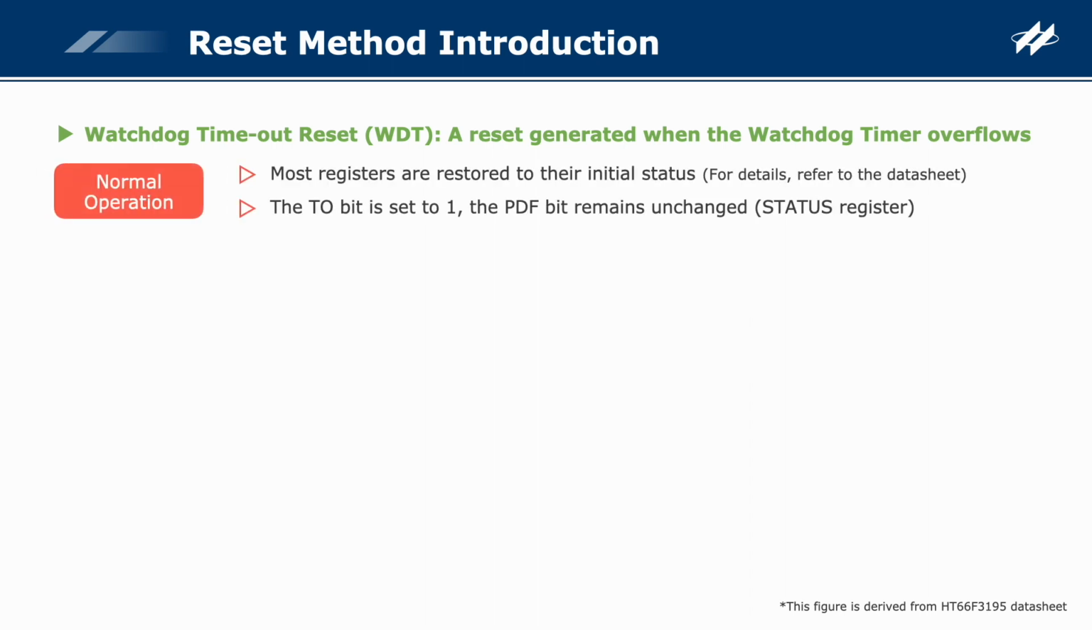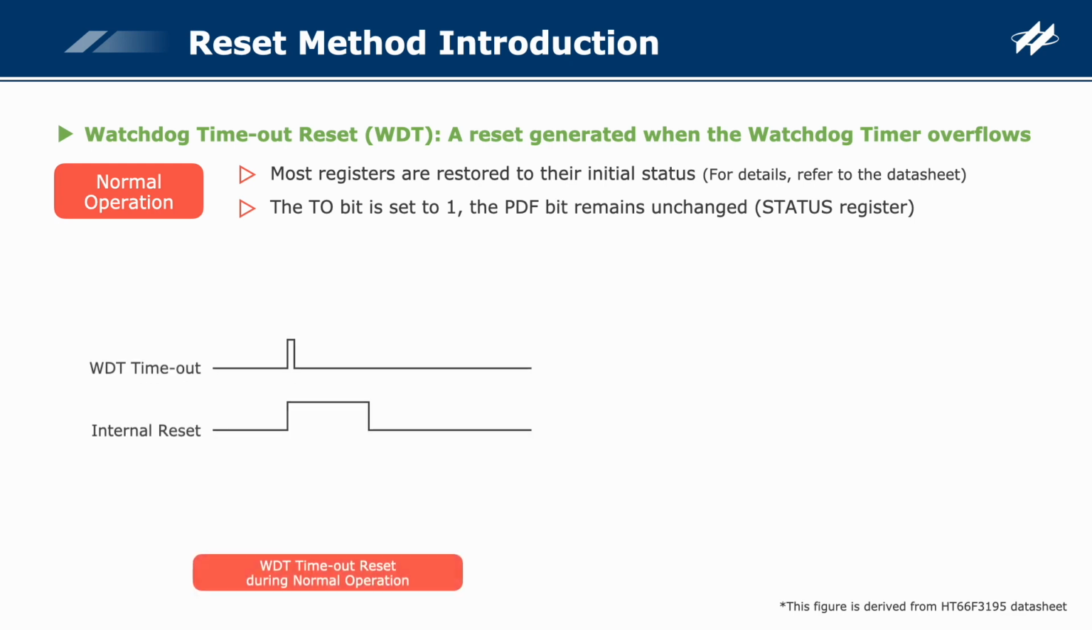In normal operation modes, after reset, most registers will be restored to their initial status, a few registers will remain unchanged, and the watchdog timeout flag will be set to 1, and the power down flag PDF bit will remain unchanged. As shown in the figure, after the watchdog timer overflows and generates a reset, the MCU takes approximately 16 milliseconds to restore to normal operation.